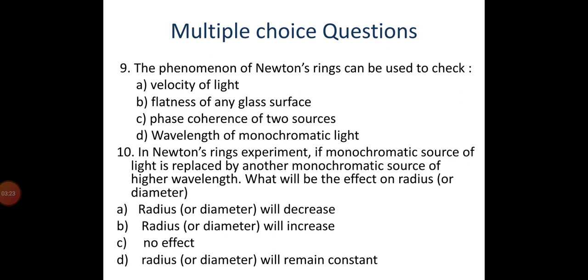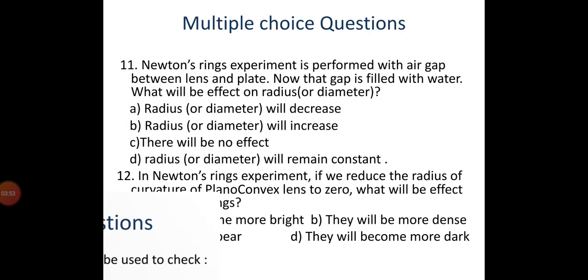Next question: in Newton ring experiment, if the monochromatic source of light is replaced by another monochromatic source of higher wavelength, then what will be the effect on the radius? Okay, here you have to check the effect of lambda on radius and then give the correct answer. The options are radius will increase, radius will decrease, no effect, or the radius will remain constant. You check out the relation and then you will be able to give the answer.